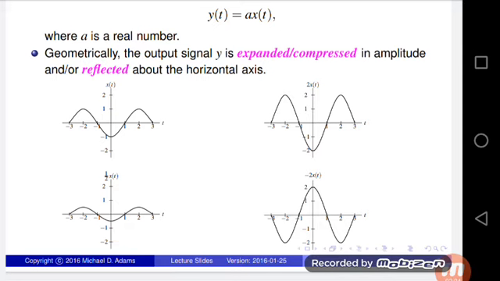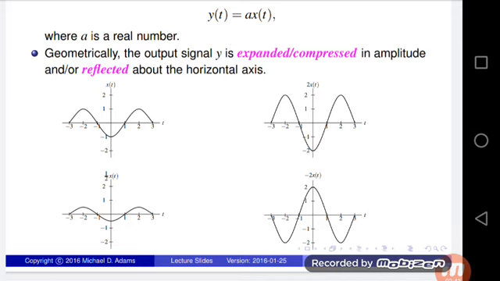Here, the x of t signal varies in amplitude between +1 and -1, and the time range is +3 to -3. The signal is x of t. The amplitude range lies between +1 and -1, and the time duration is +3 to -3.